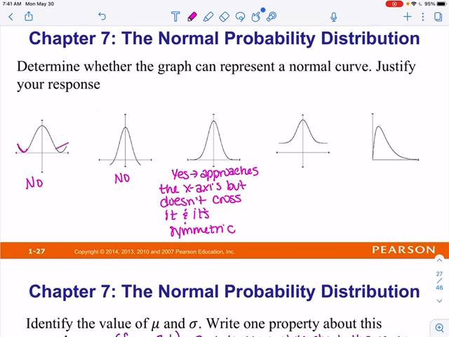This next one is no, because again, it's approaching, say, maybe this is y equals 2 up here. So it approaches y equals 2, not the x-axis, so that's a no. And the one on the right is also no because that one is not symmetric either.